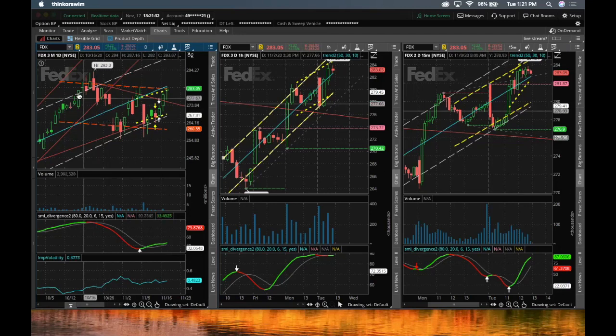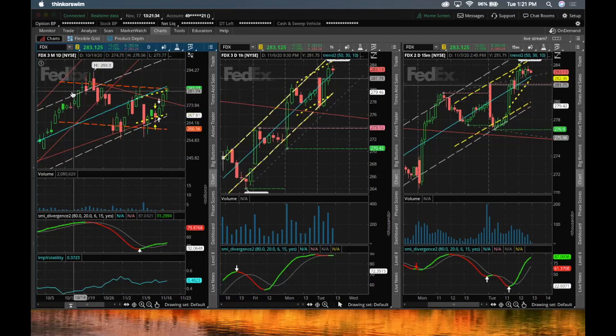All right, so based on this trend, I'm thinking it's more of a bullish trend, likely to break bullish.